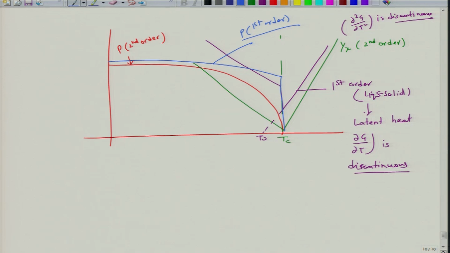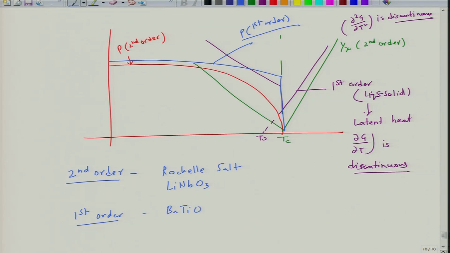There are quite a few ferroelectrics which show this first order phase transition. Second order, as I said earlier, is shown by materials such as Rochelle salt, and also, for example, lithium niobate shows a second order phase transition, whereas first order transition is shown by materials such as barium titanate and many other perovskites.